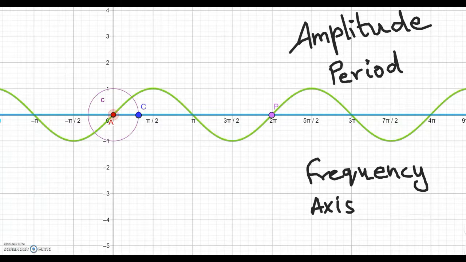The axis of the sine curve actually runs through the middle of the sine curve. The sine curve is symmetric about the axis, up and down.